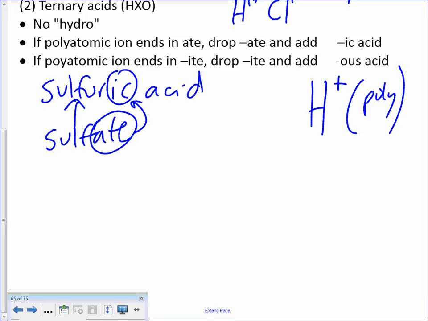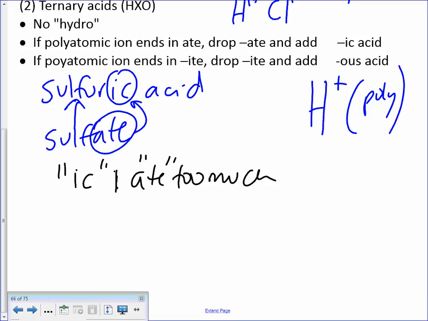So here's my cheesy way. I know you guys love my little stupid ways to remember these things. Ick, I ate too much. Okay, somebody told me that years ago, and I've stuck with it because it just makes sense. Ick, I ate too much, okay? So if you got something better, bring it on, because I've been using that for 5 years. I need something else. All right, so sulfuric acid came from sulfate.